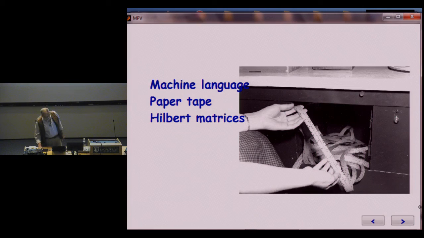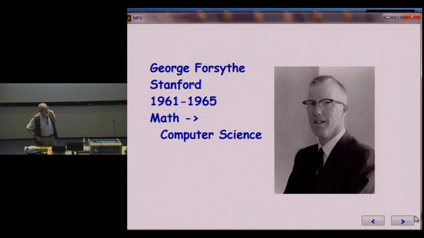Anyway, I started with matrix computation then. Todd suggested I go to Caltech. I'd go to Stanford for graduate school, and I went there and worked with George Forsyth. Forsyth was a math professor, but he was in the process of starting the computer science department at Stanford. So I was in on the ground floor of that department.